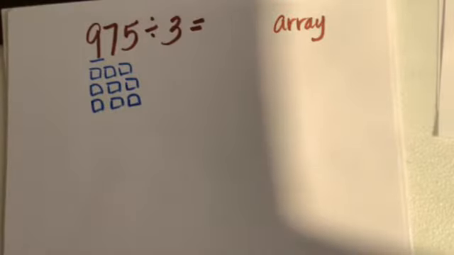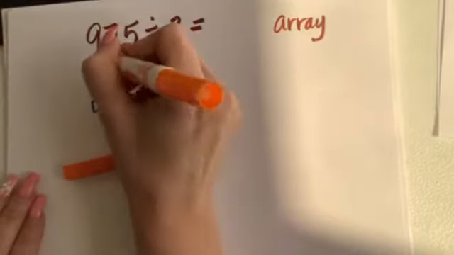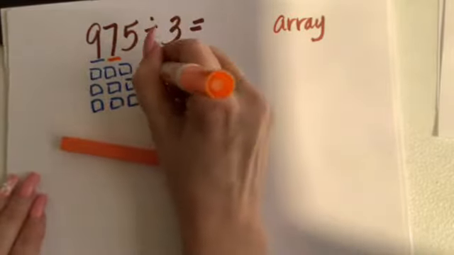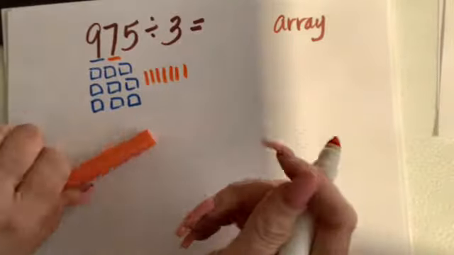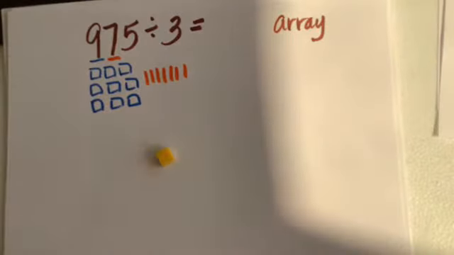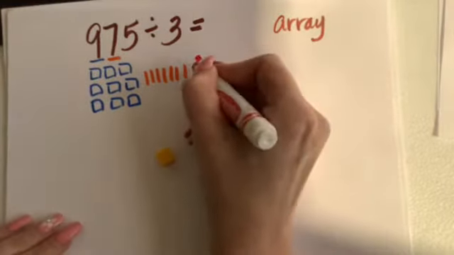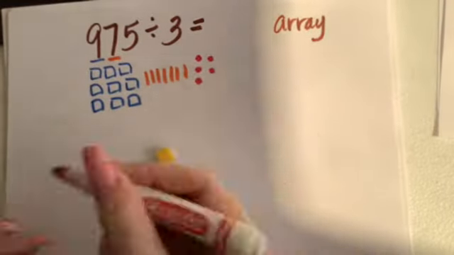Absolutely. And how many tens do I have in 975? 7 tens. 1, 2, 3, 4, 5, 6, 7. And how many ones? Good. 1, 2, 3, 4, and 5.